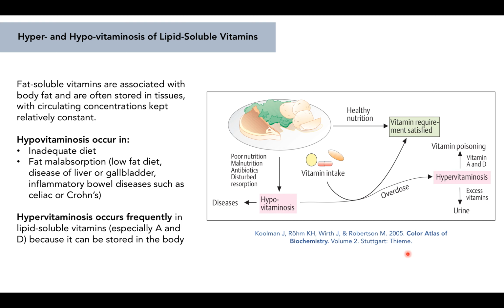Now, talking about lipid-soluble vitamins, let's talk about how we can experience too much lipid-soluble vitamin and too little lipid-soluble vitamin. So as we know, fat-soluble vitamins are associated with body fat, and they can be stored in our tissues, while circulating concentrations are usually constant. Now, we usually will have hypovitaminosis of the A, D, E, and K vitamins if intake is inadequate, so we don't have a very good diet and we're not exactly obtaining a lot of these vitamins.